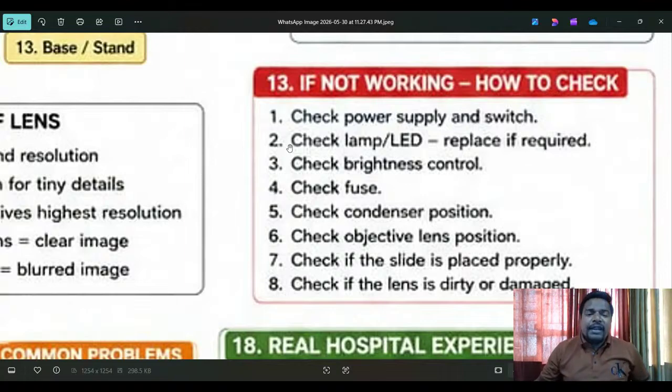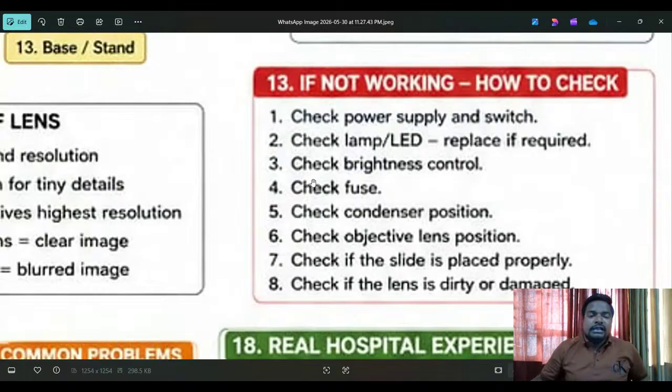Next, the second point: check the lamp or LED, and replace if required. The lamp also depends on the power supply, and can get damaged. What is the lamp voltage? Mostly in binocular microscopes it is 6 volts, 20 watts. That is the capacity, the specification of the LED. If you take any microscope, that is the parameter, the specification rating of the bulb. There can be an LED bulb or a normal bulb, like a halogen bulb.